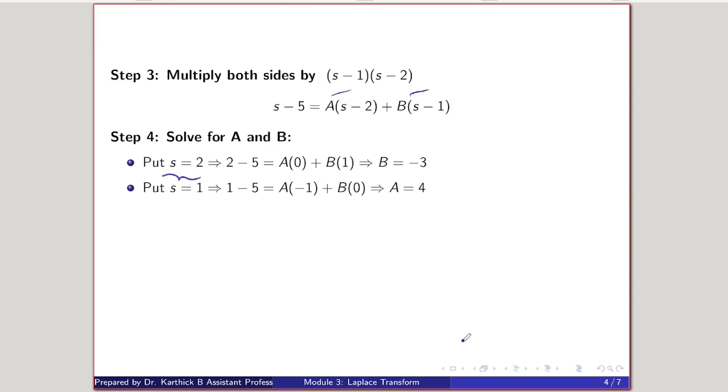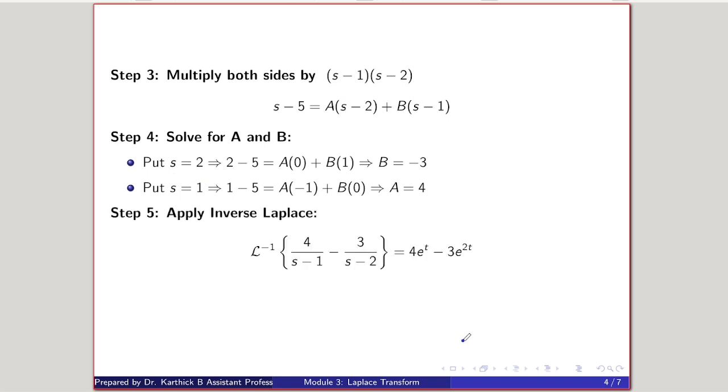If I put s equal to 2, this term becomes 0, and I will get the value of B as minus 3. If I put s equal to 1, then B's term will be 0, and I will get the value of A, which is plus 4. Then I substitute the values of A and B. So here I have split the term as A by s minus 1 plus B by s minus 2, where A is 4 and B is minus 3.